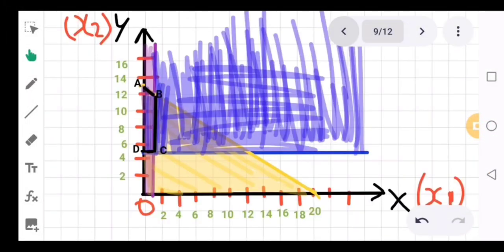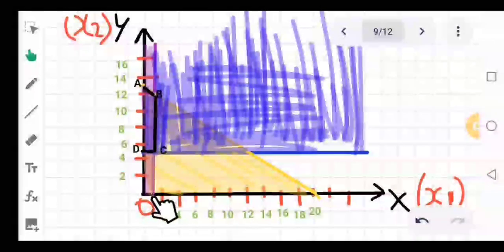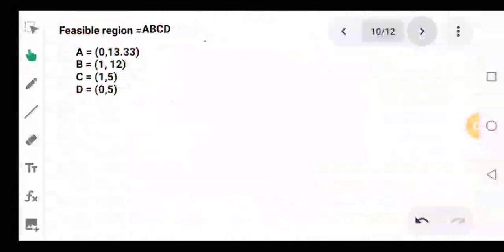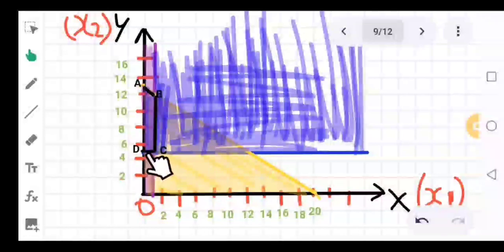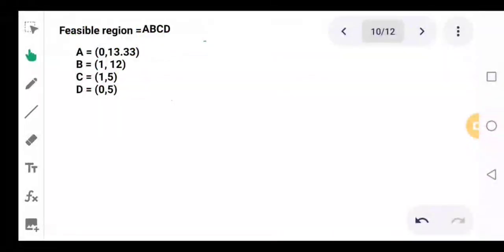Next, let's see what is our C. Our C is on this particular line. This line was representing 1, right? So this is 1 over here, and over here it is 5, because you have marked it like that. So your C will be 1, 5. Your D also is easy, because here on the x-axis, coming correctly over here, this is 0 and here it is 5. So this is 0, 5.